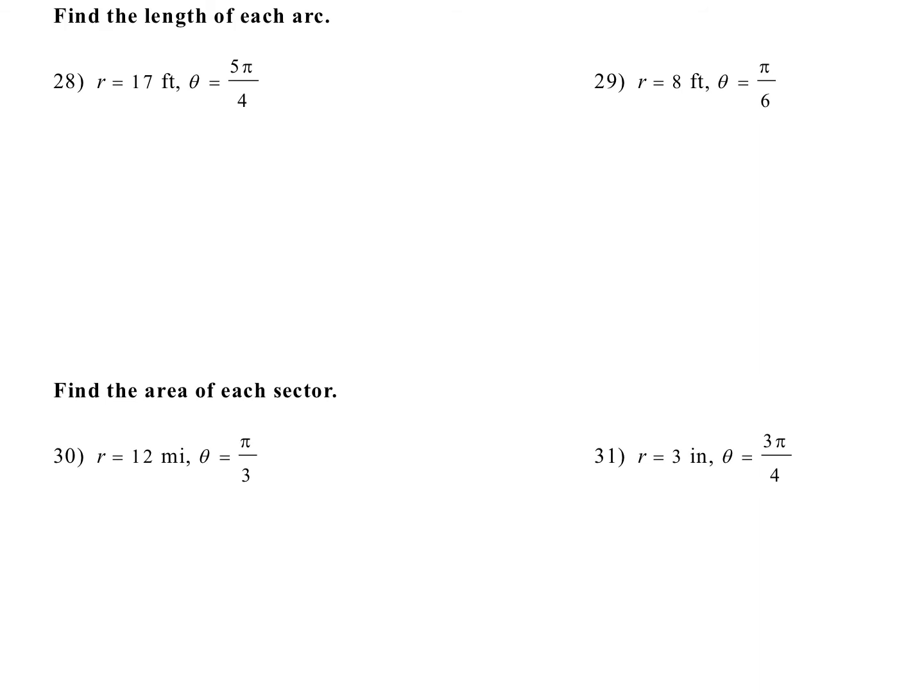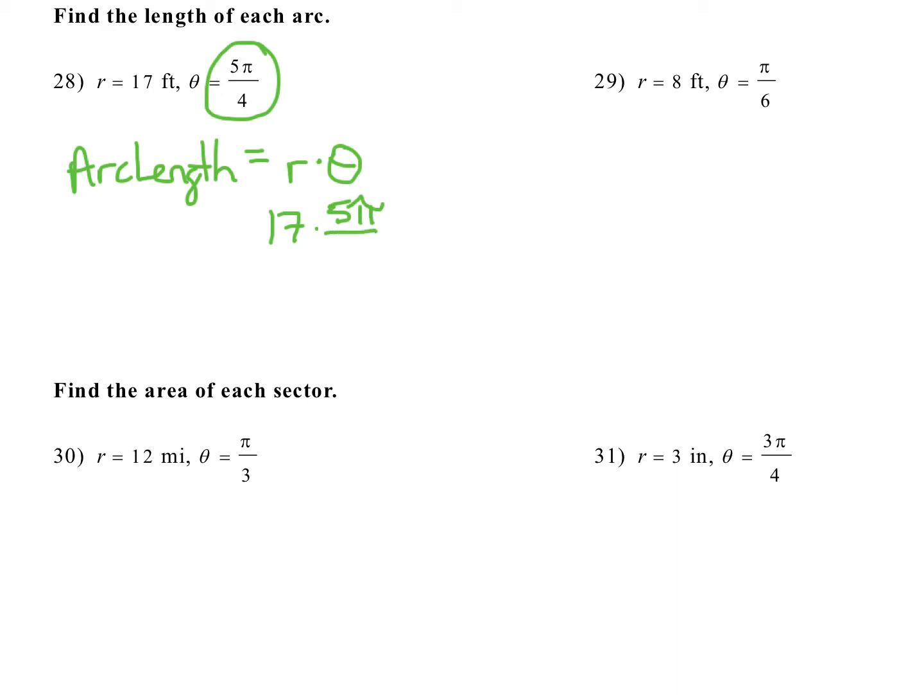So for numbers 28 and 29, we're talking about arc length. Arc length, when we're talking about it in terms of radians, is just equal to the radius times theta. So radius times radians. In this case, we just plug in 17 for the radius times 5 pi over 4 for theta. And we go ahead and multiply through and then simplify if possible.